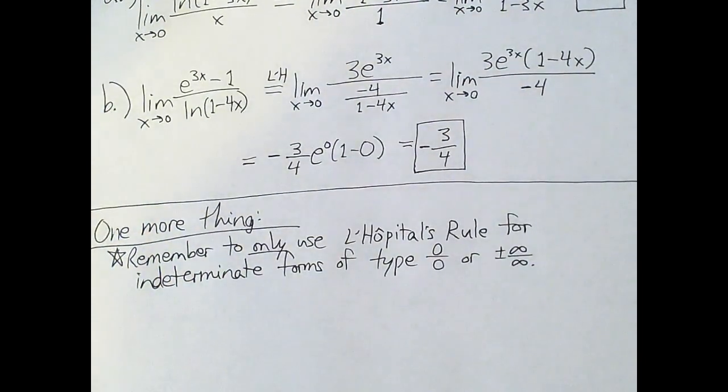When we stated L'Hopital's rule earlier in this lesson, it started with the word if. It said, if the problem that you're dealing with is an indeterminate form, then you can use this formula. That's what L'Hopital's rule says. So you should only use it in those cases.